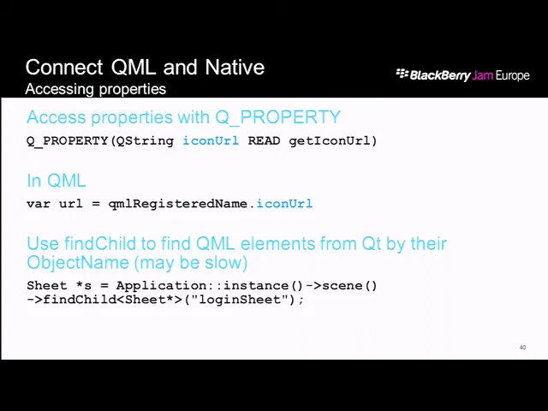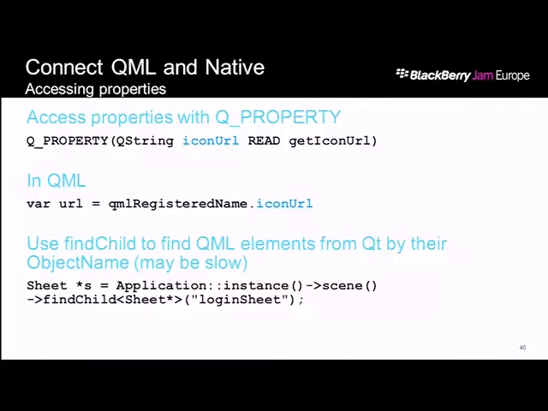So the next important part is properties. If you want to access any attribute from a native class, you use a Q_PROPERTY. And you have a get method, a set method, or whatever, and just add the Q_PROPERTY macro, and you can then use in QML this attribute with its name. So the QML registered name here is the class name, which we used to register before, and then we can just use .iconurl to access the property.